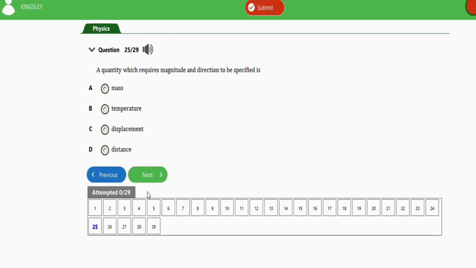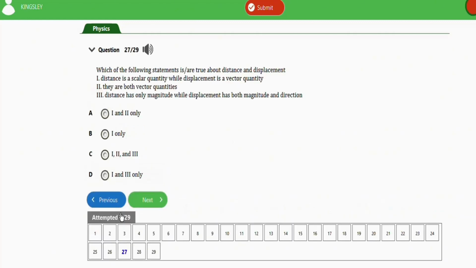The next repeated question will be this one. It says, which of the following statements are true about distance and displacement? I: Distance is a scalar quantity while displacement is a vector quantity. That's right. II: They are both vector quantities. That's wrong. III: Distance has only magnitude while displacement has both magnitude and direction. That's correct. So I and III are correct options. From that, the right option here will be option D, which is I and III only.